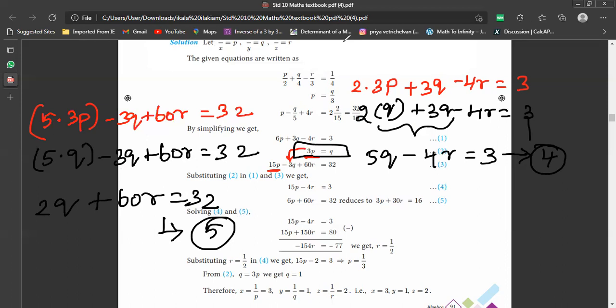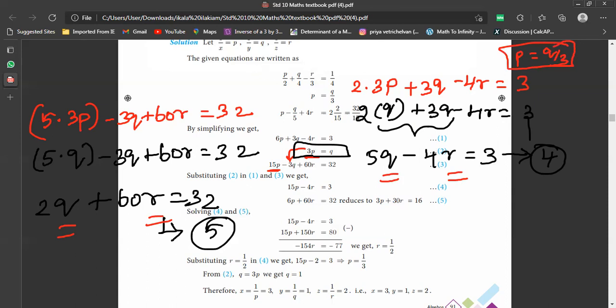So if you look at the equations 4 and 5, both the equations have the variables Q and R. Can you follow? Yeah. Okay. In the textbook, it's actually a bit different. In the textbook, they solved for P. Anything is fine. What they did, they just substituted P as Q by 3.